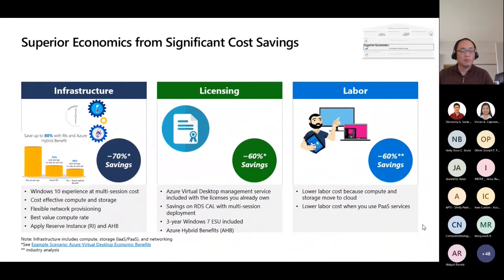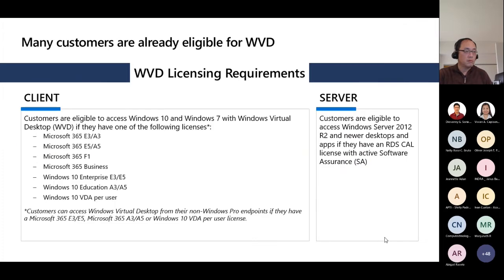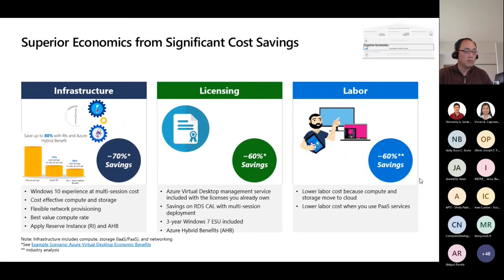The first economic benefit for infrastructure is that you can have a Windows 10 experience at multi-session cost. Another key benefit of Virtual Desktop is you don't need to purchase a Windows Server license for your session host VMs. For on-premise customers that already have a Windows Server license with Software Assurance, they can leverage or extend that license in the cloud, like Microsoft Azure.